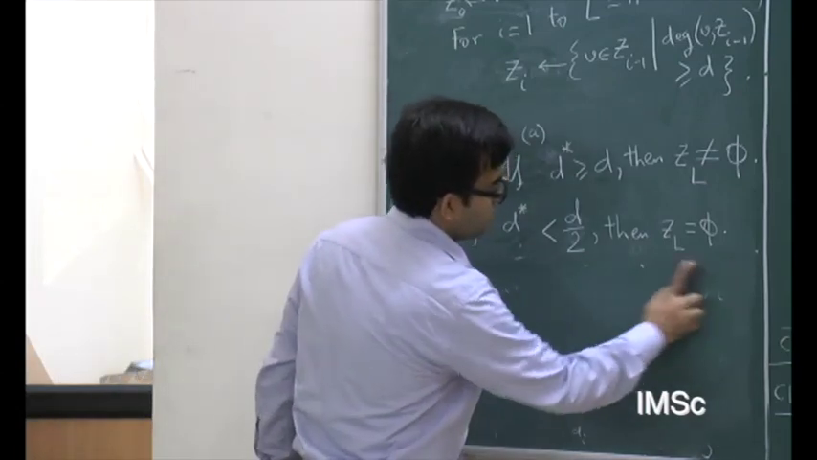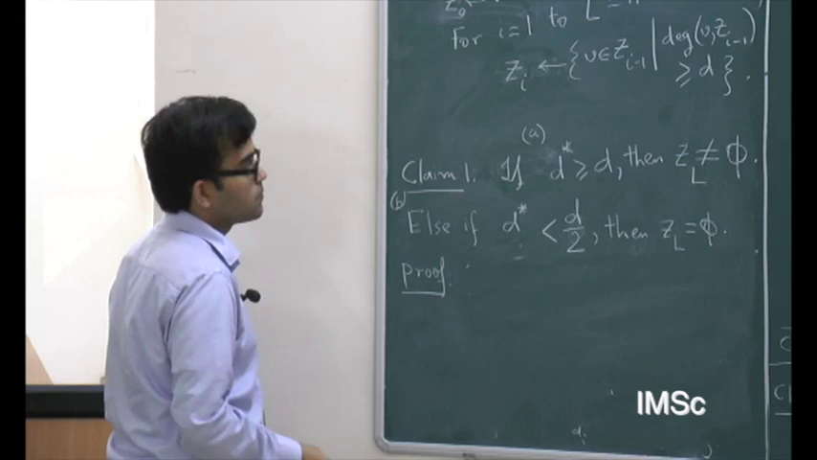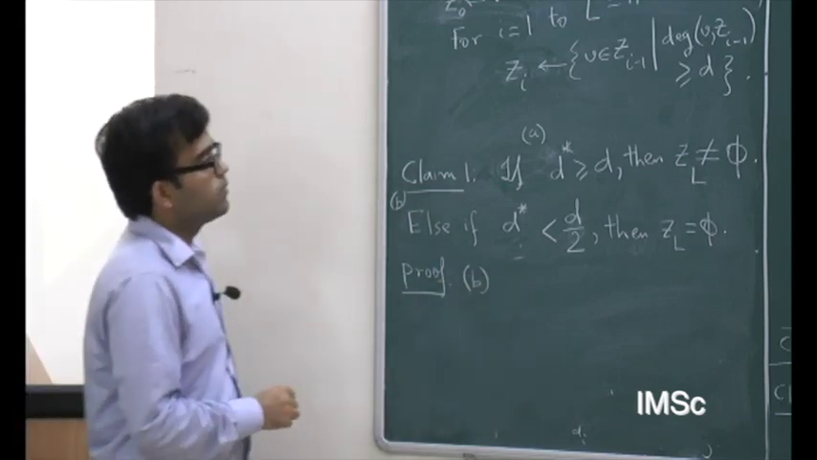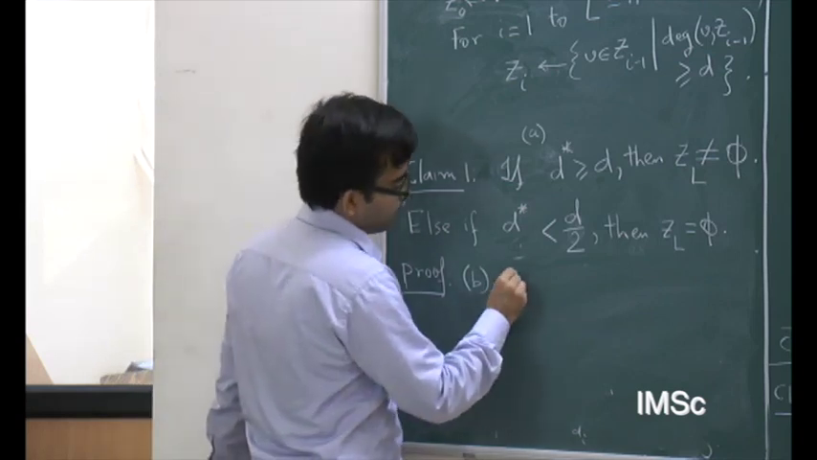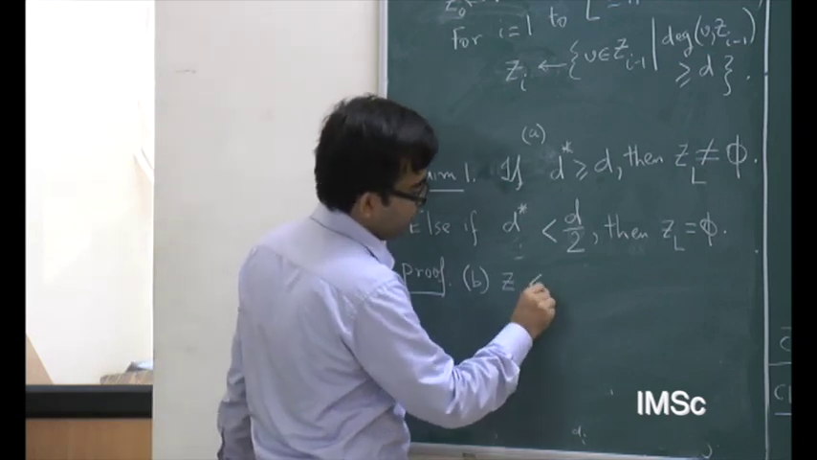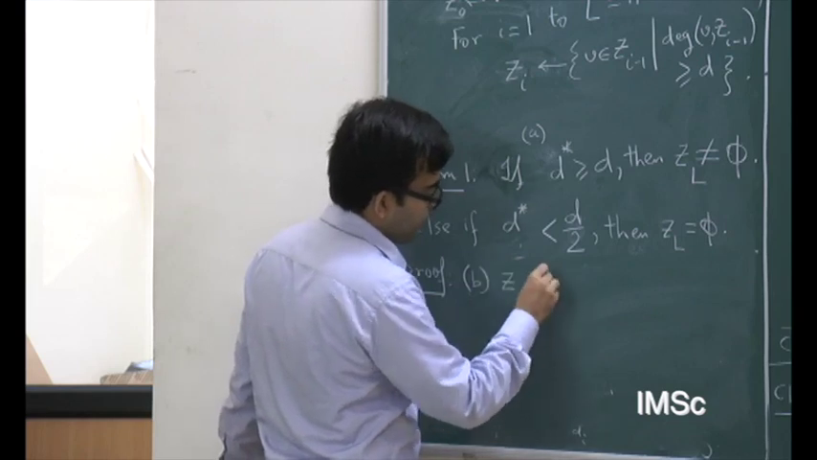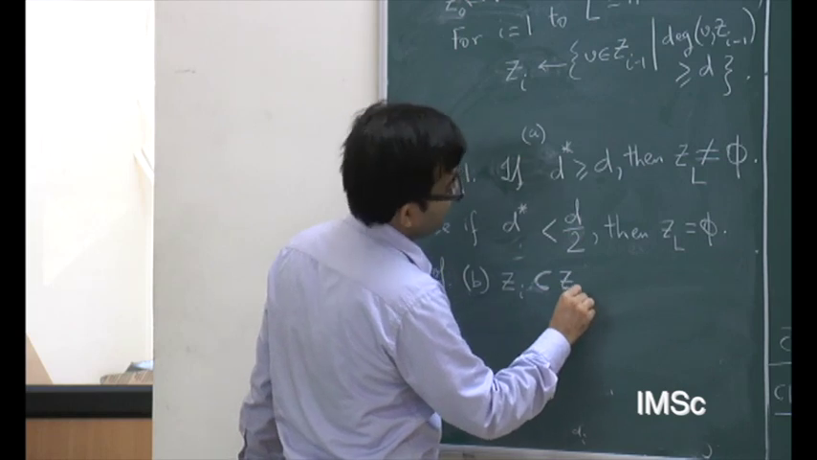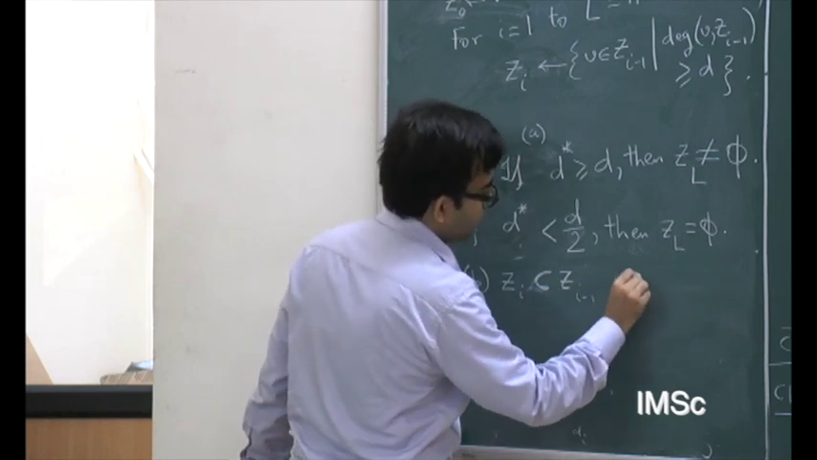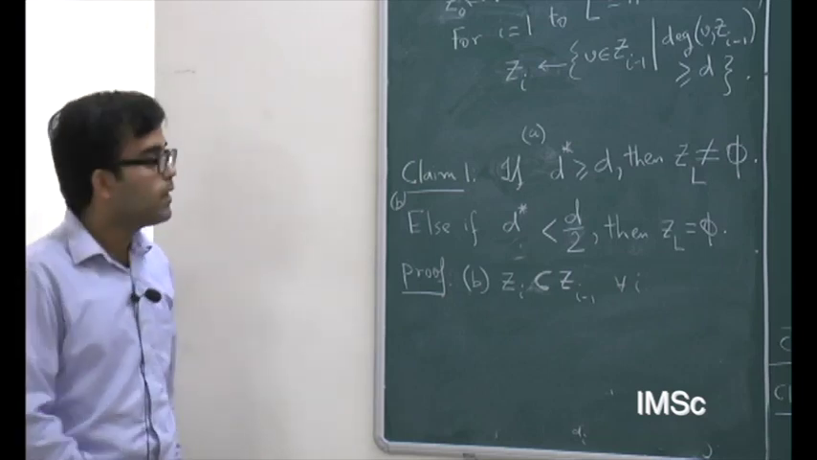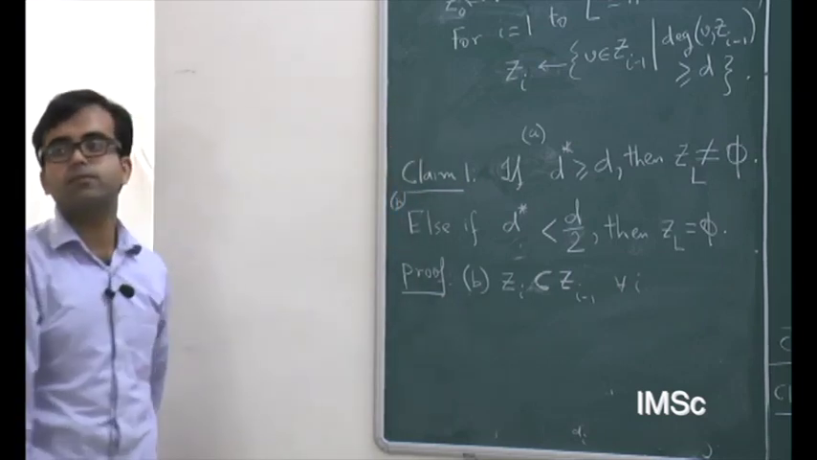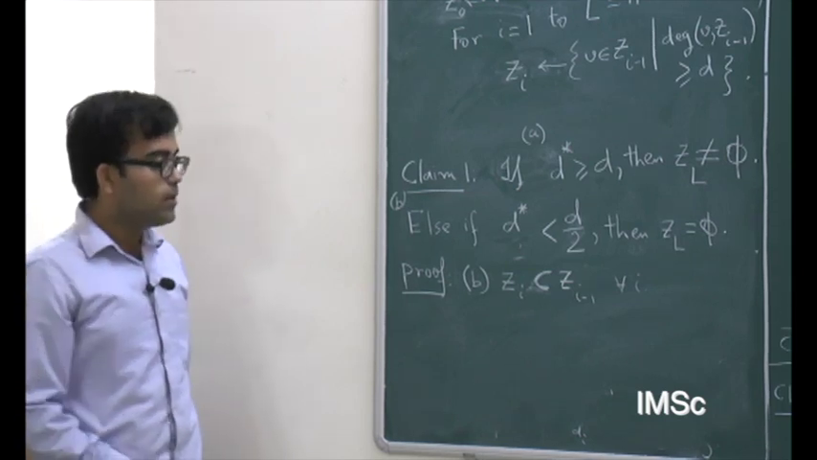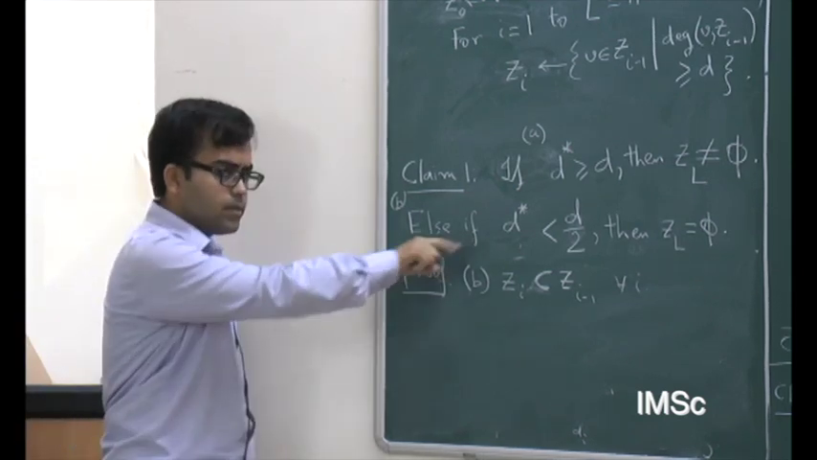Part B. For part B, we will claim that Zi is a strict subset of Zi minus 1 for all i, meaning at each iteration you are removing at least one node. Okay? How can you prove that? Consider iteration i.